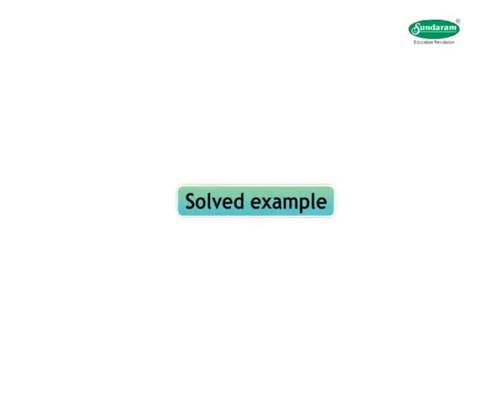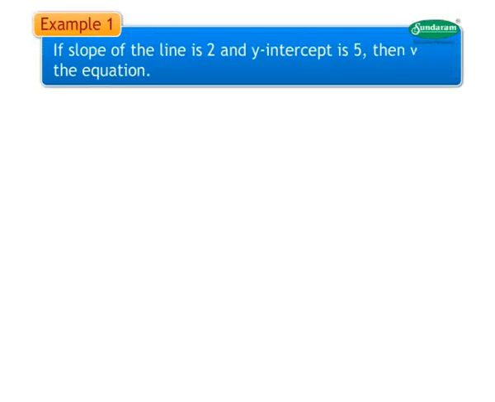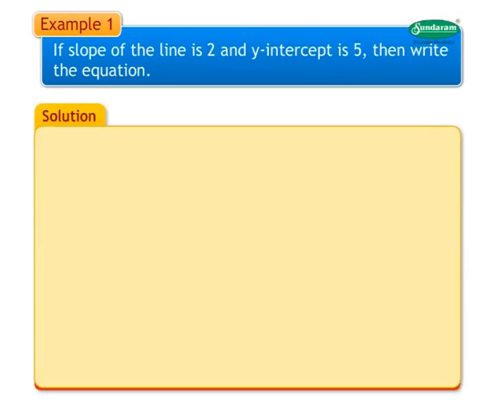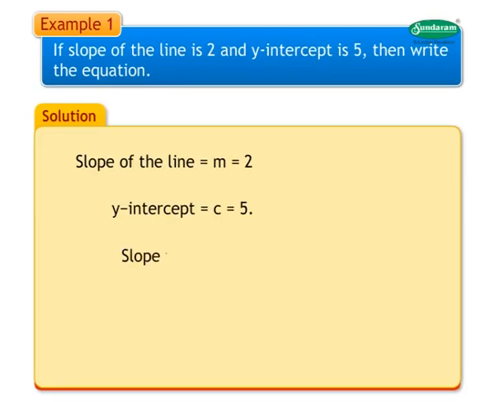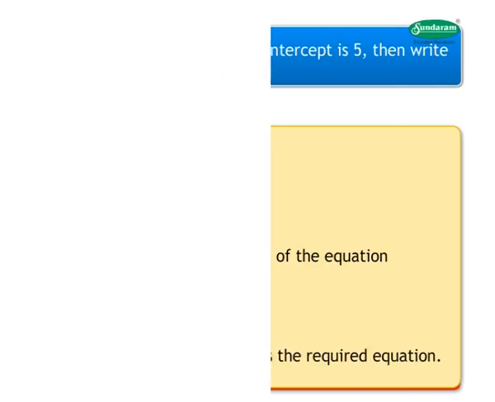Let us look at some solved examples. Example 1. If the slope of the line is 2 and the y-intercept is 5, then write the equation. Solution. Slope of the line is m is equal to 2. Y-intercept is c is equal to 5. Slope-intercept form of the equation is y is equal to mx plus c. Therefore, y is equal to 2x plus 5 is the required equation.